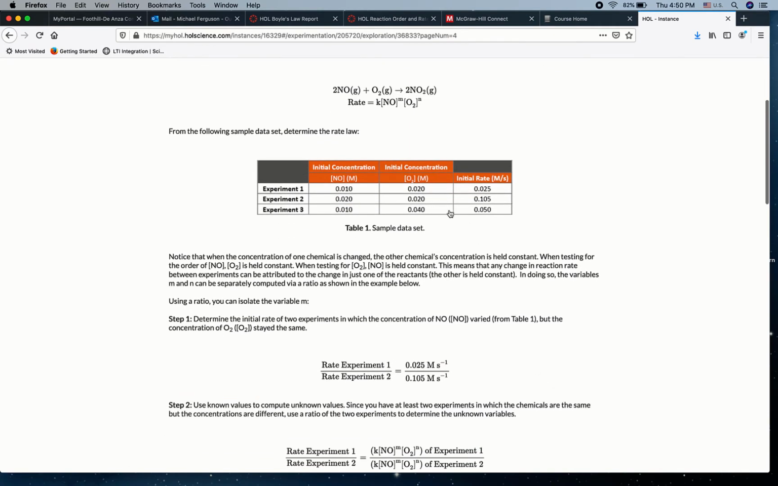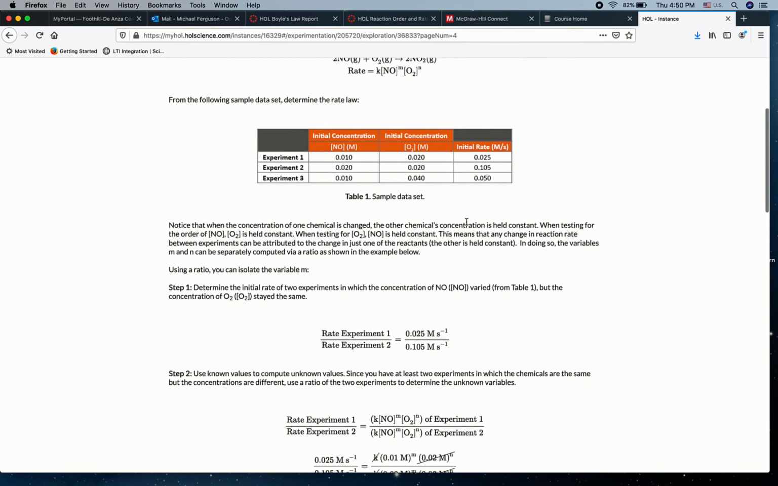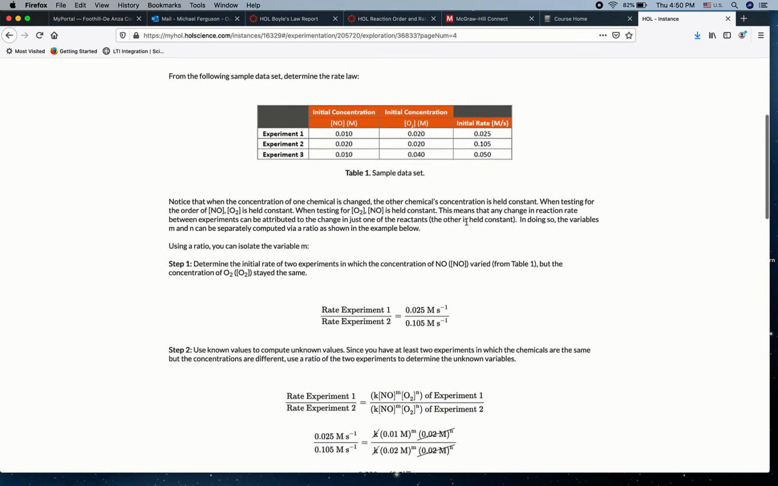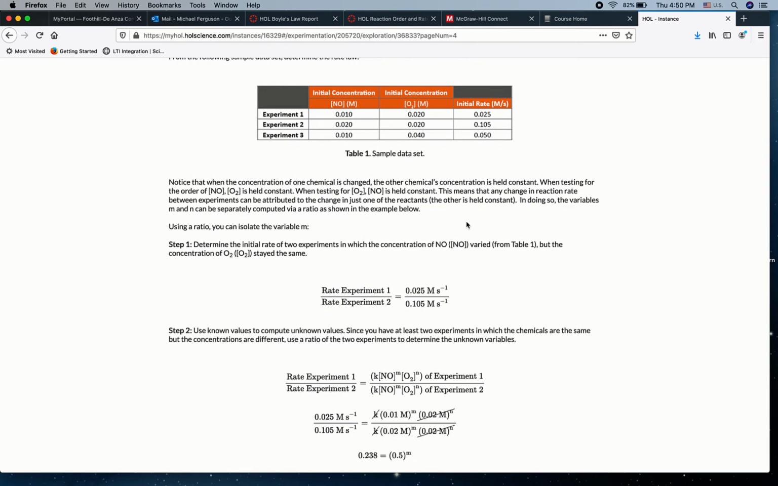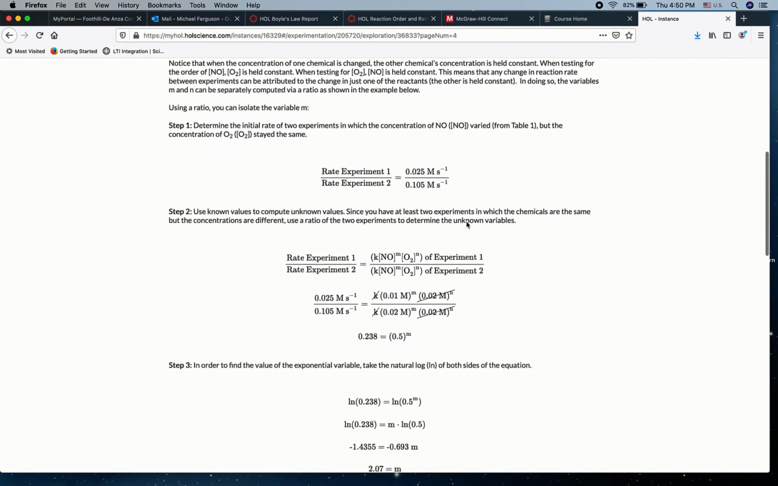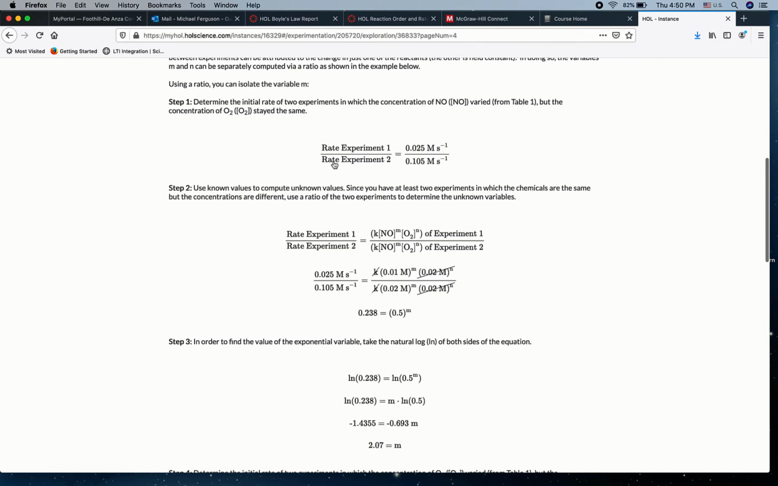You're going to make this chart here. Well, you're not going to make the chart, but you're going to be looking at this. And the way you look at these data, because they're not going to be as nice and even as for you, you're going to look at the rate of experiment 1 or the rate of experiment 2.